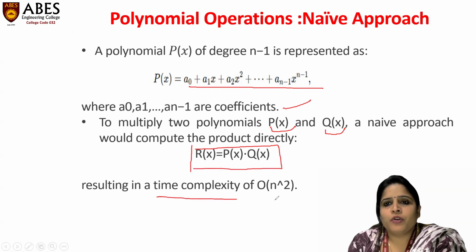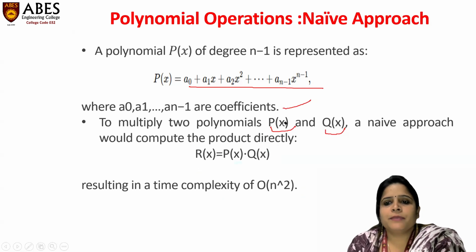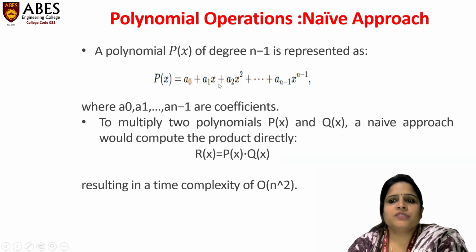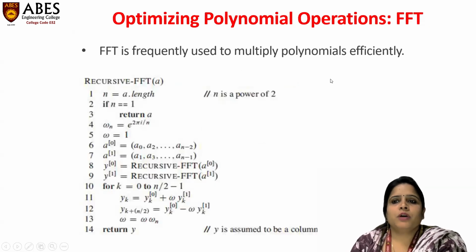And the time complexity of polynomial operation using the naive approach is order of n square. If I want to reduce this time complexity, here we apply the concept of algebraic computation to reduce this time complexity from order of n square to order of n log n using fast Fourier transform. Fast Fourier transform is frequently used to multiply polynomials efficiently. Here, first we'll discuss the algorithm of recursive fast Fourier transform.